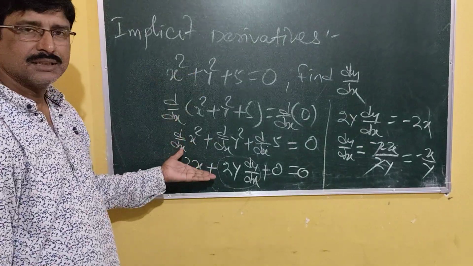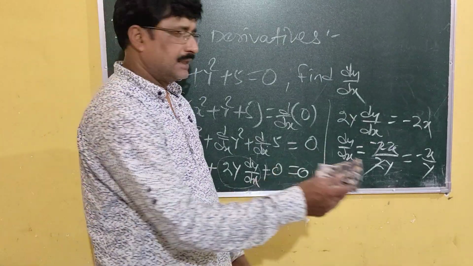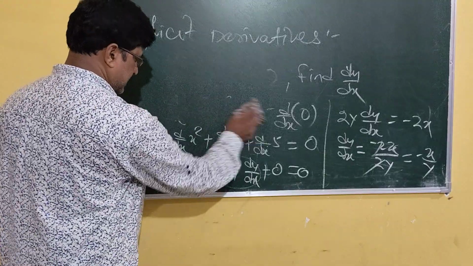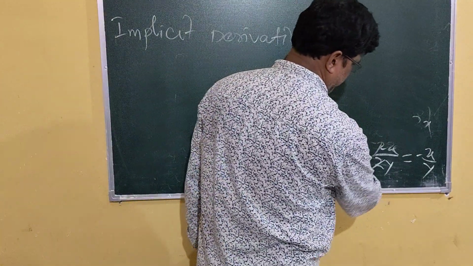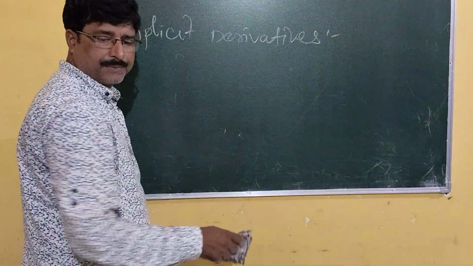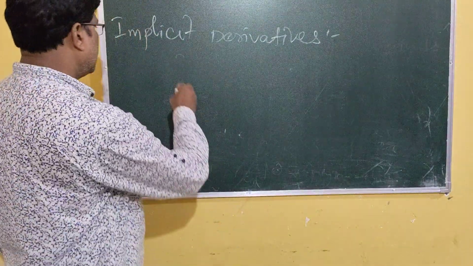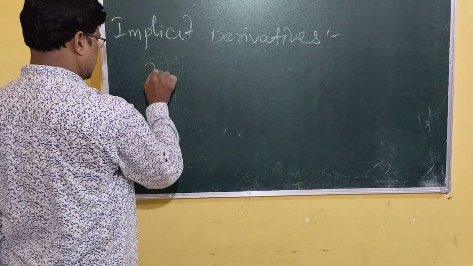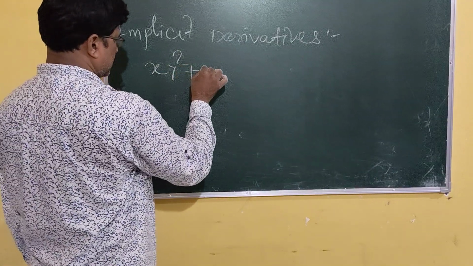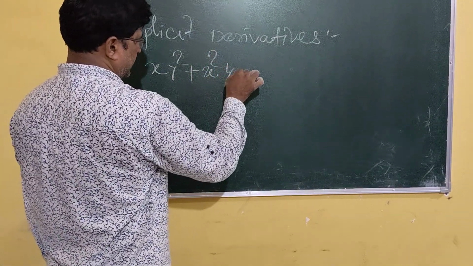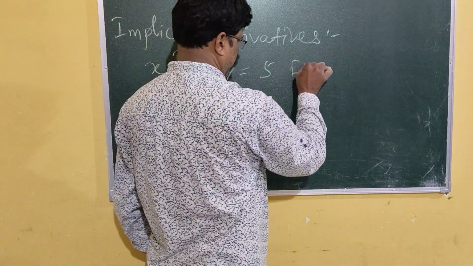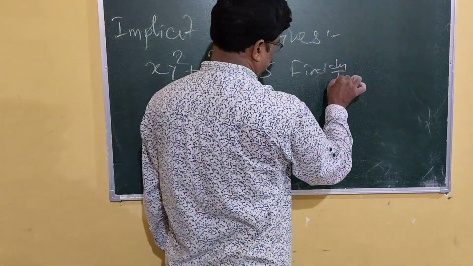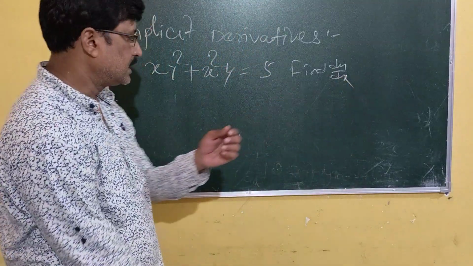This is the way we can easily find out dy by dx. Now, omitting this one, I am taking another example for your better understanding. Let x y square plus x square y is equal to 5. Find dy by dx.